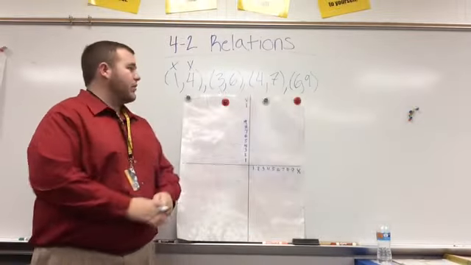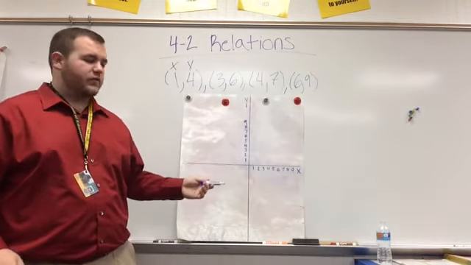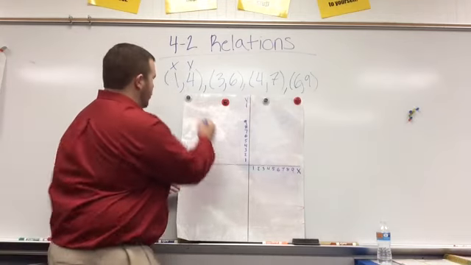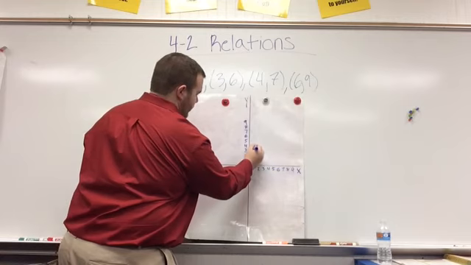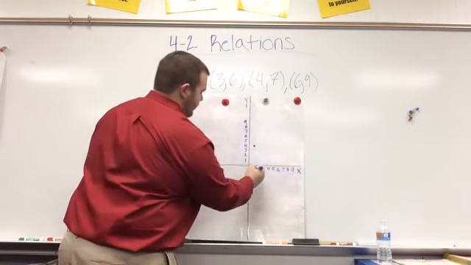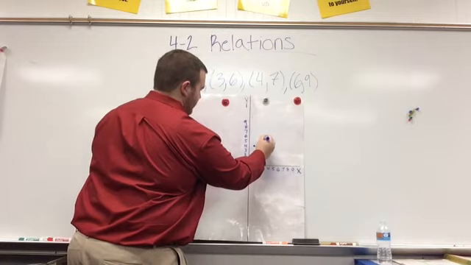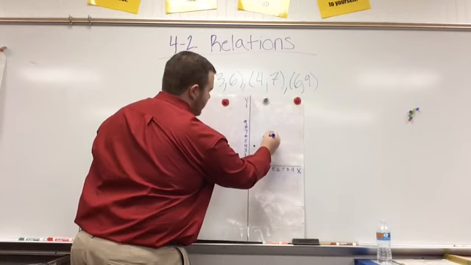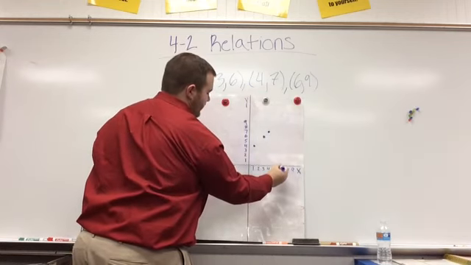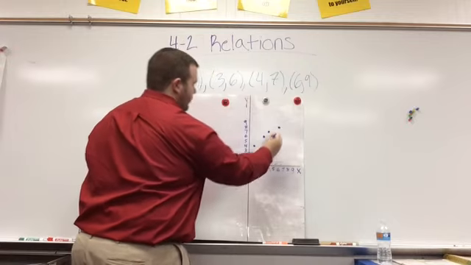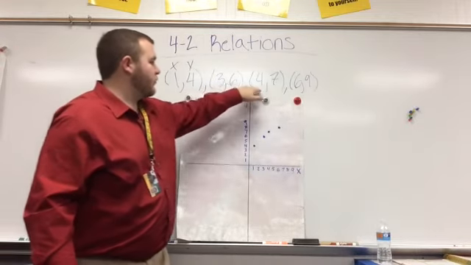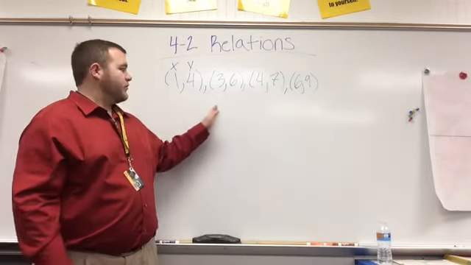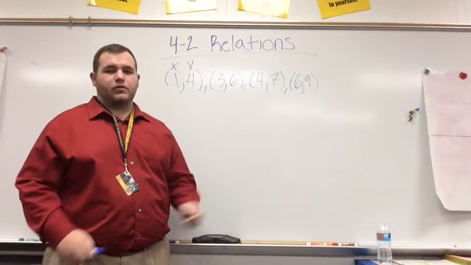The second way we want to represent this set of ordered pairs is through a graph. And so the way we can do that, knowing the first value is our x and the second value is our y, we'll go 1, 4, so over 1, up 4. And then 3, 6, we'll go over 3, up 6. Our third point is 4, 7, so go over 4, up 7. And then the last point, 6, 9. We go to 6 and up to 9. And so now we've taken this set of ordered pairs, put it into a table, and now we've put it into a graph.